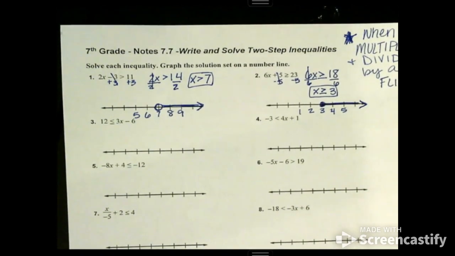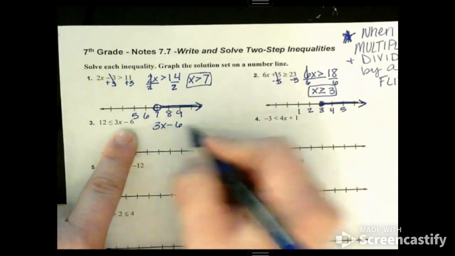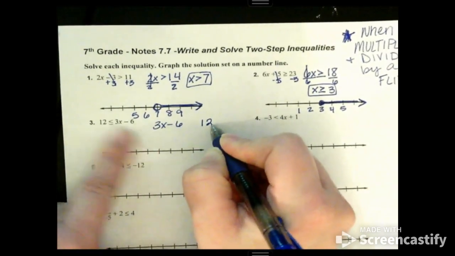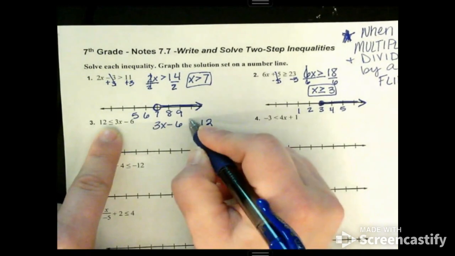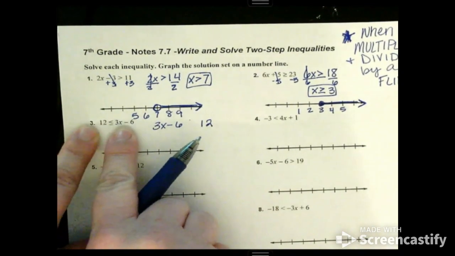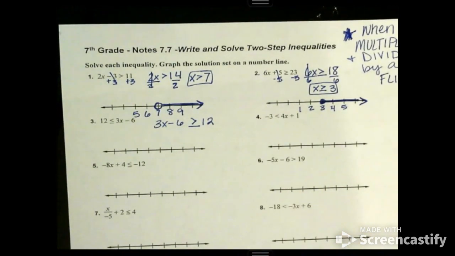All right, on number 3, what do you notice when we look at it? What's different about number 3 than 1 and 2? It's backwards, so what should we do first? Well, do we want to rewrite it so that we don't have to flip it when we're done? Okay, so I'm taking my 3x minus 6 and then putting it on the left and putting my 12 on the right. What kind of sign am I going to have? Okay, because my open side is facing the 3 and my point is facing the 12, so the point needs to stay facing the 12. Okay?